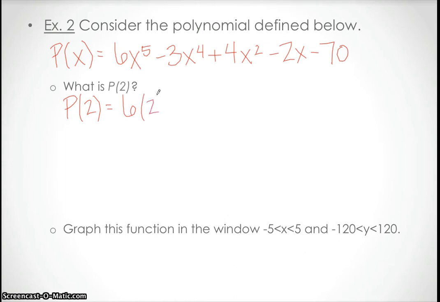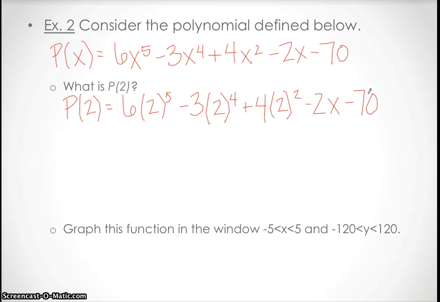So 6 times 2 to the fifth power, of course following order of operations, as always, minus 3 times 2 to the fourth power plus 4 times 2 squared minus 2x minus 70. So we just have to essentially evaluate this for 2. We're going to take the powers of 2 first, following order of operations. Alrighty, so we're going to ignore the 6 just for a second here.